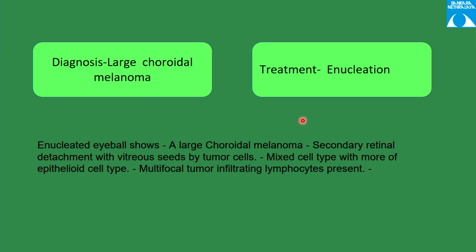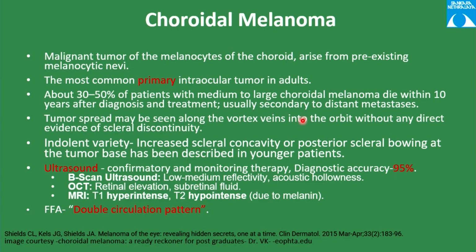was infiltrating lymphocytes also. So choroidal melanomas are malignant tumors of melanocytes arising from pre-existing nevi. Most common primary intraocular tumor in adults. Around 30 to 50% of the patients with medium to large choroidal melanoma have a poor mortality rate at around 10 years. Tumor spread may be seen along the vortex veins into the orbit without any direct extension. There's been described an indolent variety where there is increased scleral concavity or posterior scleral bowing, which is noted at the base of the tumor. It's seen in younger patients.